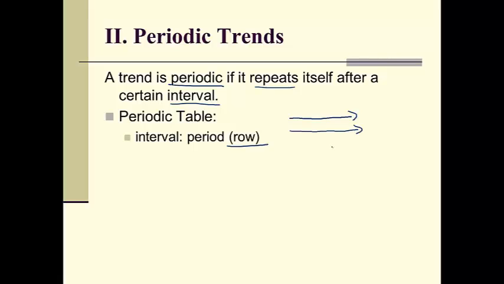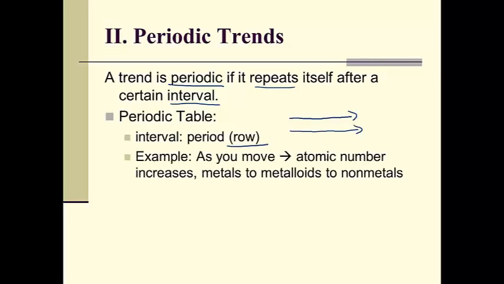So, some really common and simple periodic trends. The atomic number: as you move left to right, it gets bigger. You start out with metals, you turn into metalloids, and then you end up with nonmetals. Drop down to the next row, same thing happens. Atomic number gets bigger, you start out with a metal here, and you end up with a nonmetal on the right side.